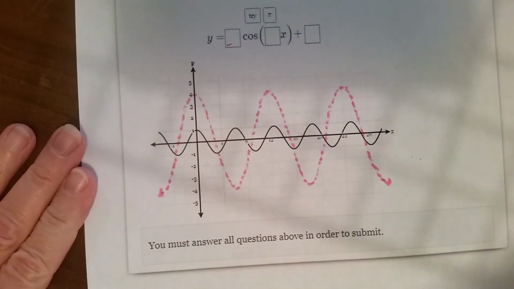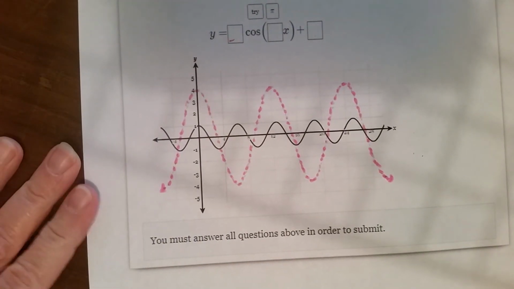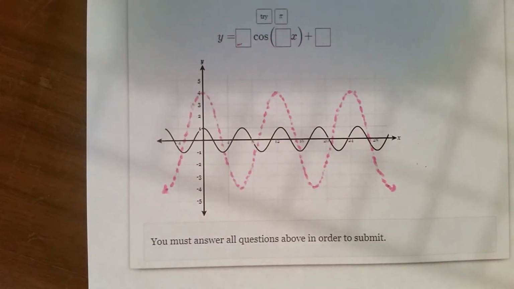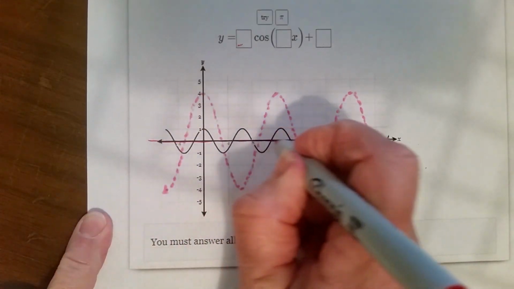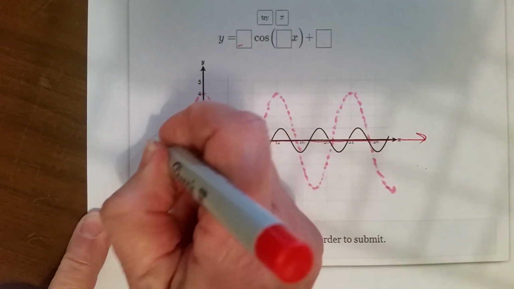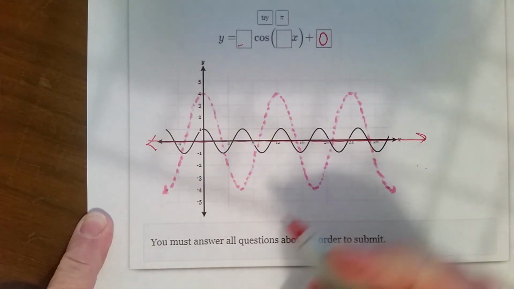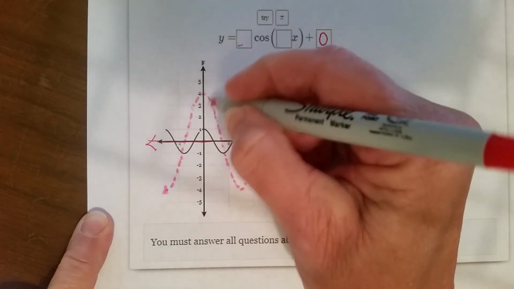Okay, let's do one more in level 4. Here we again have a cosine curve. Oh, look, we're going from 4 to -4. So that means our midline is right here at the x-axis. So our midline is 0. Now the cosine, our amplitude then is going to be 4.